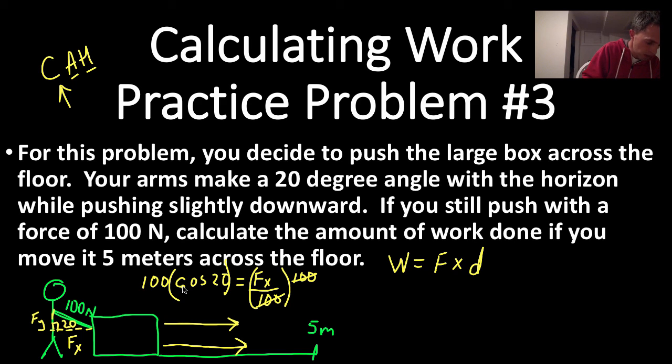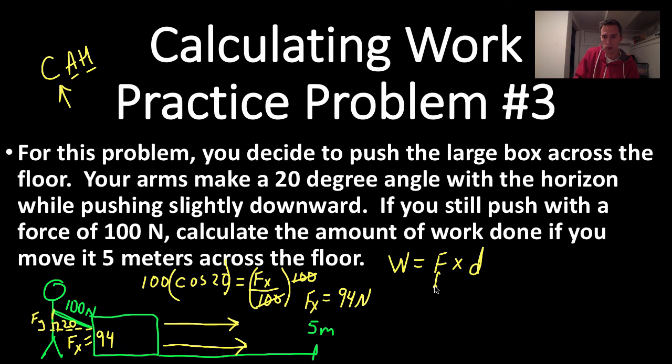And so 100 times the cosine of 20, and my calculator is saying 93.969. Let's just call that 94. So the force in the x direction is equal to 94 newtons. And so if we fill in our diagram, this will be 94 newtons. Again, not all 100 newtons of force that you're pushing it with is going to be used to calculate work, because this force has to be acting parallel to the direction of its motion. So we've solved for Fx.